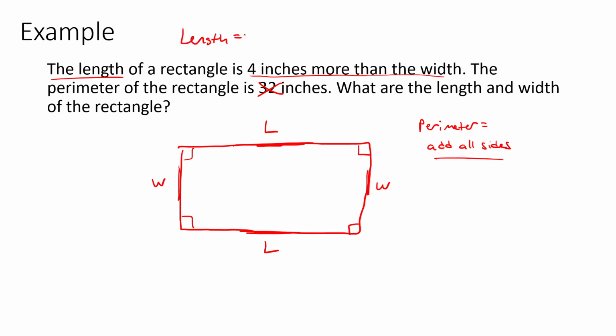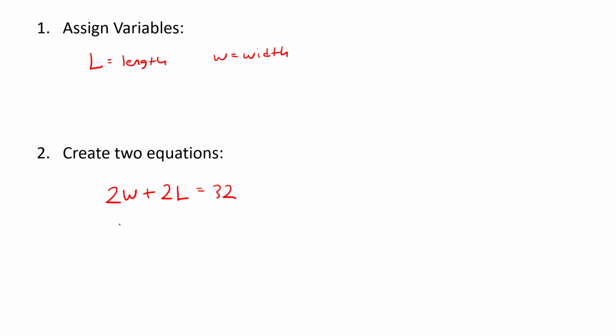Length is equal to, well, length is 4 more than the width. How do you do more than? That'd be adding 4 plus whatever the width is. Well, there's our equation: L equals 4 plus W. So let's go ahead and write that down. L equals 4 plus W, or W plus 4, either way. Now we have two equations, so we're going to be able to solve.